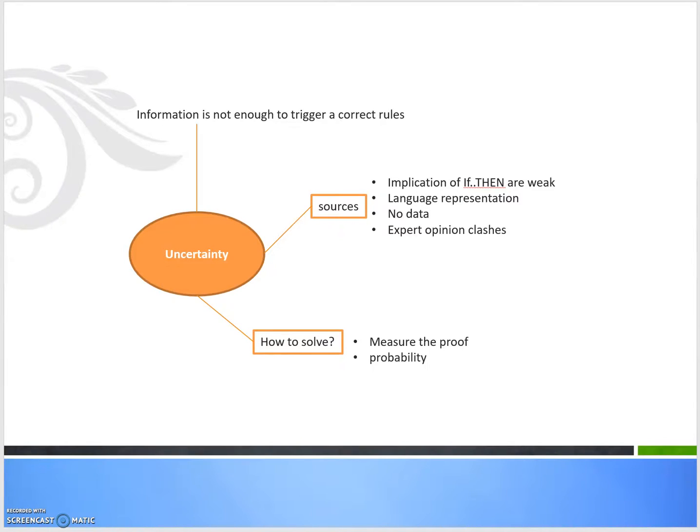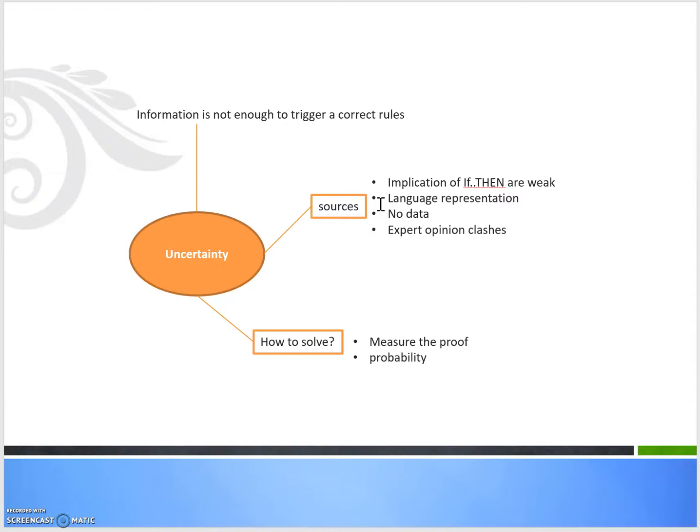This is actually all the sources of uncertainty. It can be because information is not enough to trigger the correct rules, or the implication of our rules, that is the if-then, is weak. It also can be caused by the language representation. The knowledge that we are extracting is not suitable with the representation that we chose. Maybe there's no data about the information that was triggered at that time, or simply because expert opinions clash. We have 2 or 3 experts and some of them clash in opinions.